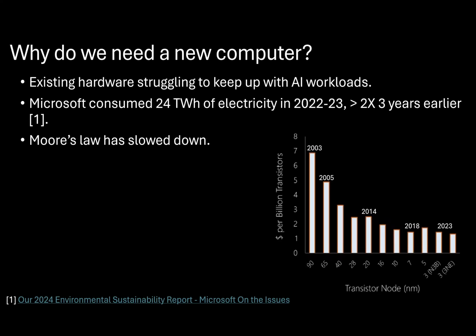And 24 terawatt hours, just to put that in context: the UK's annual electricity generation is something like 240 terawatt hours. So it's about 10% of a decent sized European economy. Over that time, Moore's law has slowed down as well. If you look at the dollar cost per billion transistors as a function of the transistor node size, which is also a function of time, as the node size gets smaller and smaller over time, the dollar cost hasn't really been dropping for the last generations.